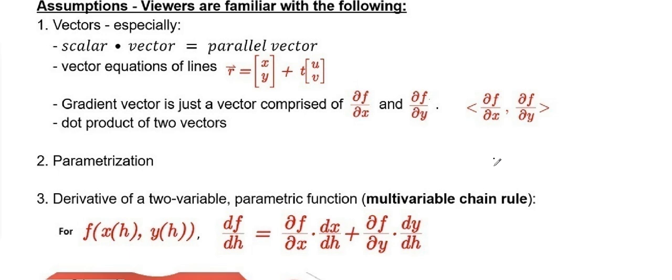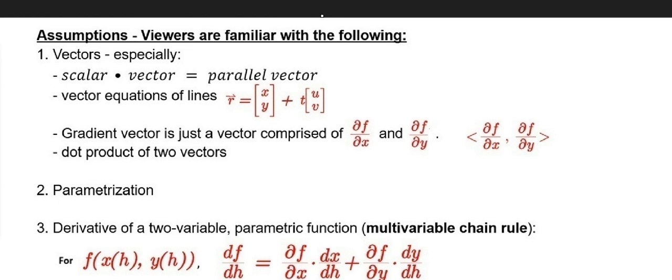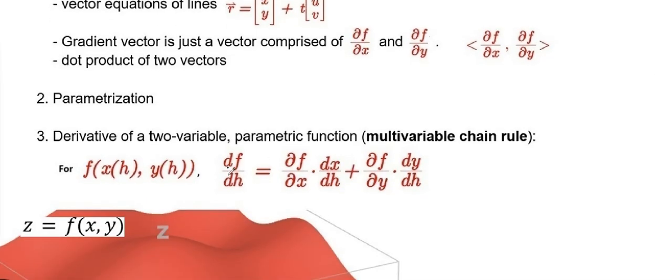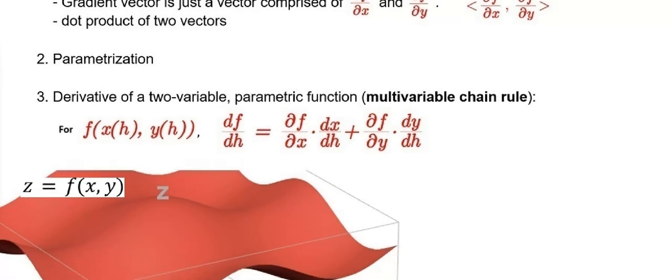To derive the directional derivative, we'll need these concepts. I listed them out here so you can verify that you're familiar with all of them, which I'm assuming you probably are if you're in multivariable calculus. It's going to be important. We're going to parameterize the surface function with the variable h, and then we're going to use the multivariable chain rule. So that's kind of where we're going.